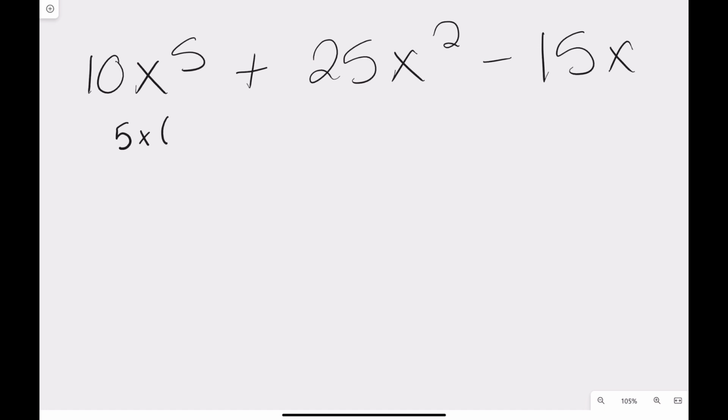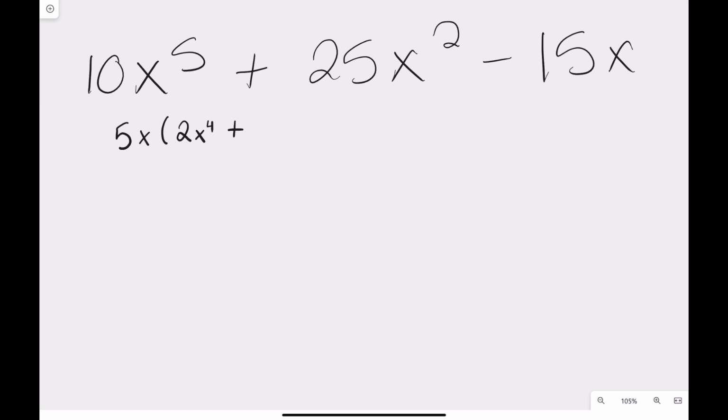Then we're going to add a bracket, and we're going to see what we need to do to get from 5x to any term in the equation. So for example, let's look at 5x. What do we need to get from 5x to 10x to the power of 5 in terms of multiplication? So first the coefficients, 5 times what gives us 10? That's 2. And using exponent laws, we know that to get from x to the power of 1, and then we get that to x to the power of 5, we need to multiply x by x to the power of 4.